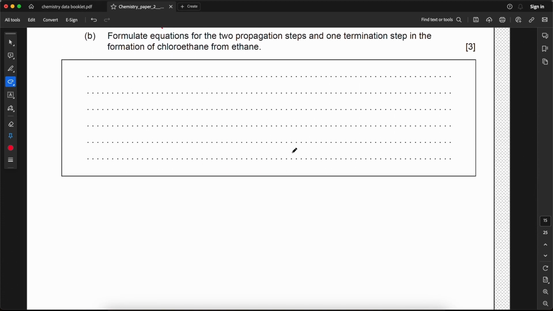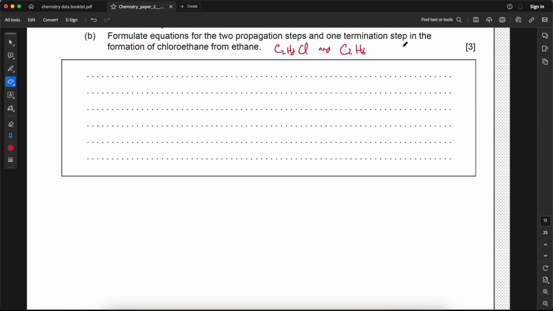Formulate equations for the 2 propagation steps and 1 termination step in the formation of chloroethane from ethane. Propagation involves continuation of reaction by producing reactive species that can further react. It involves the formation of reactive intermediates which continue the chain reaction by reacting with other reactants. So we have chloroethane, C2H5Cl, and C2H6 ethane.